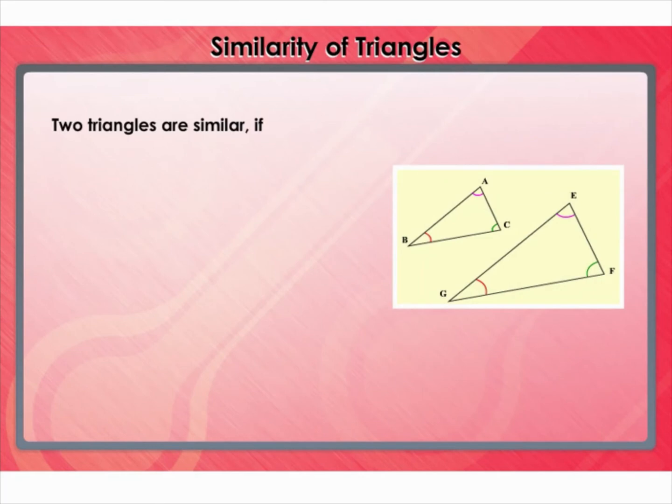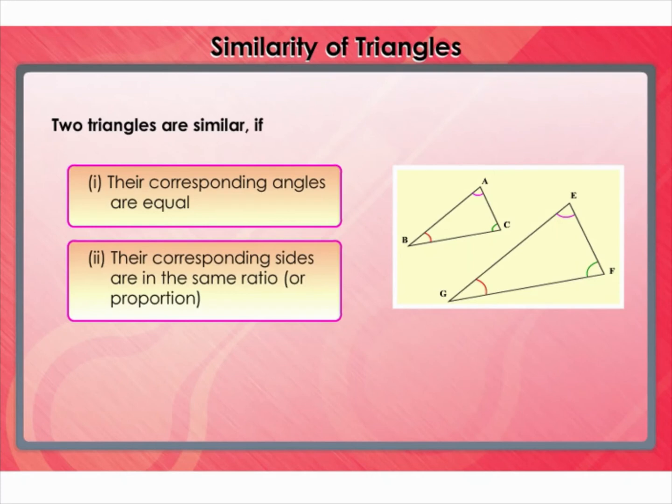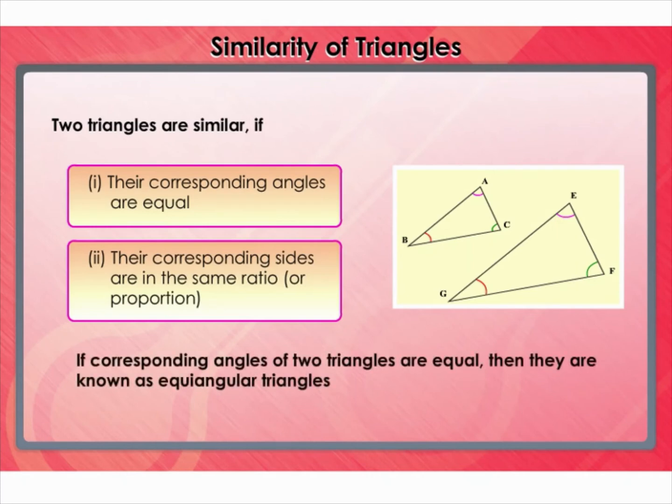We know that triangle is also a polygon. Hence, we can state the same conditions for the similarity of the two triangles. 1. Their corresponding angles are equal. 2. Their corresponding sides are in the same ratio or proportion. If corresponding angles of two triangles are equal, then they are known as equiangular triangles.